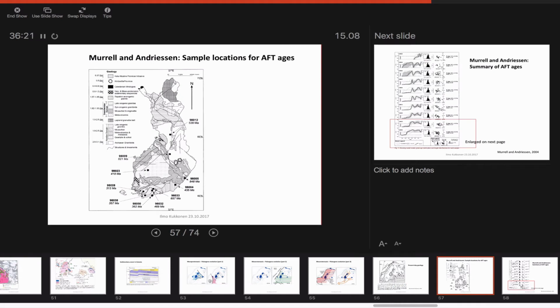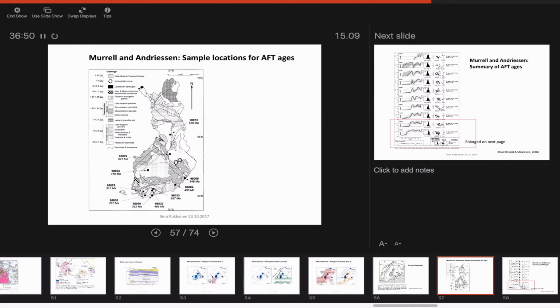Now, there have been a number of studies working with apatite fission tracks. One of the very first ones was made at this university in the 1970s already. It was Jyrki, yes, thank you, who made the first apatite fission track study in Finland.